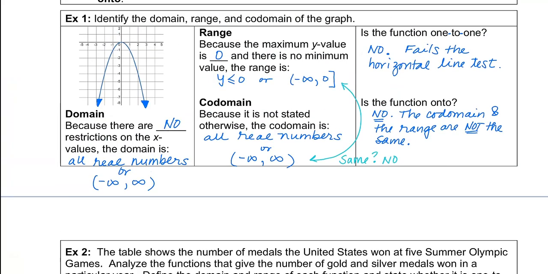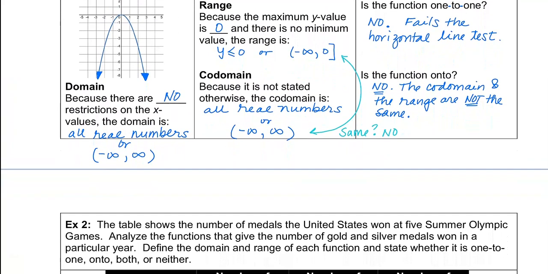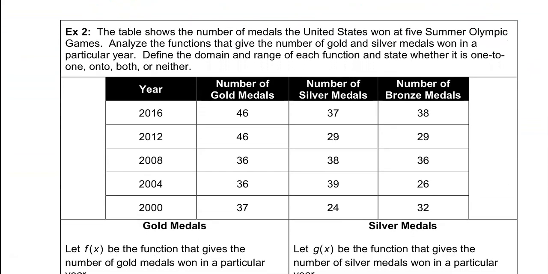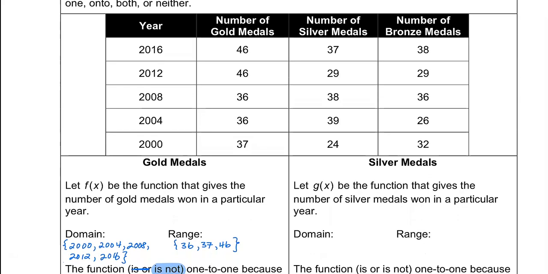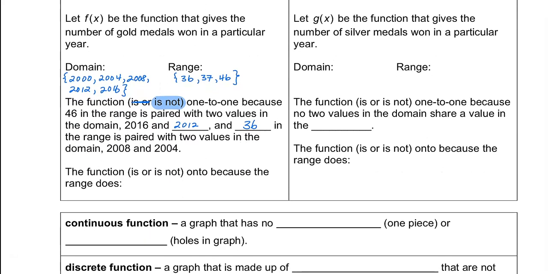So basically it could be the set of integers, and then it could be whole numbers. But is every whole number then represented? Well, no, only 46, 36, and 37. So it's not onto, because the range does not match the codomain.